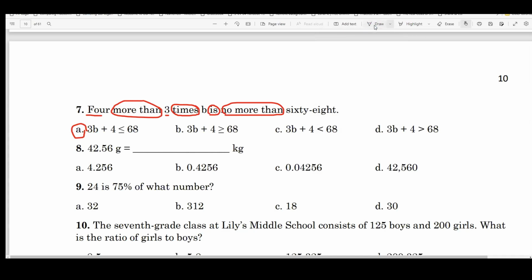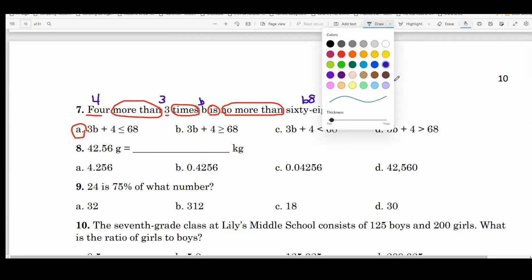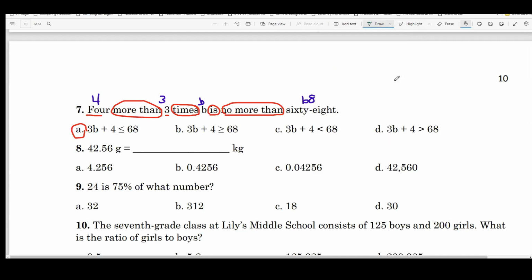All right, so let's plug in our numbers so I can see what those look like. Here are our numbers and our variables: 4, 3, B, and 68. All right, let's add our signs for our math so that we can see where things go. So more than, of course, we know means to add, times means that we multiply, no more than.